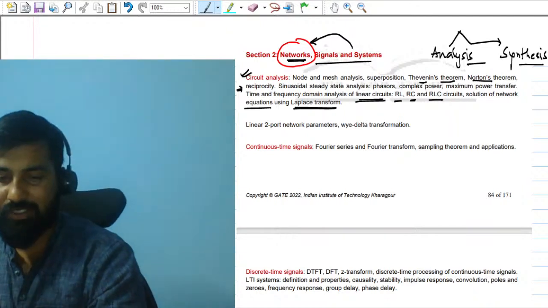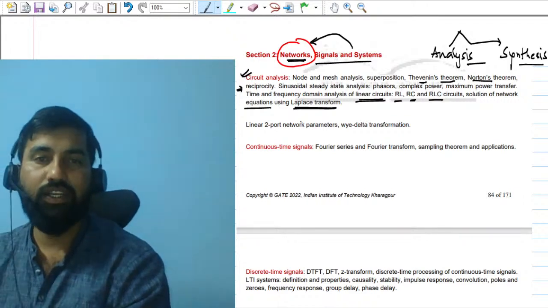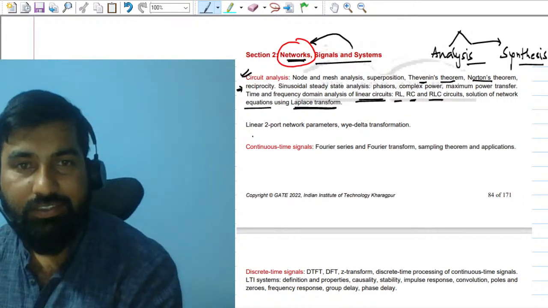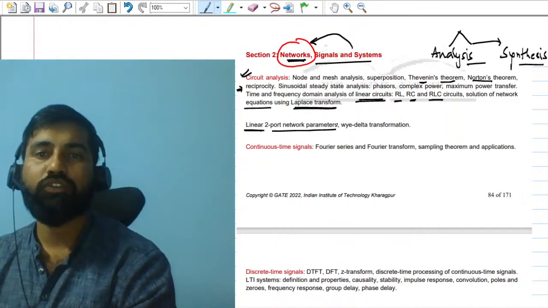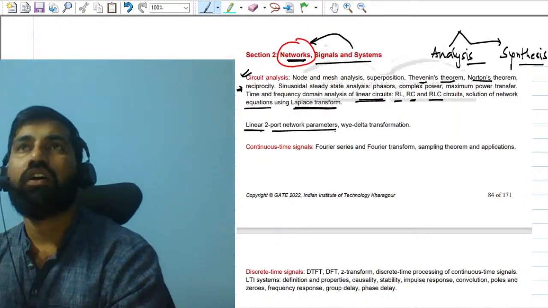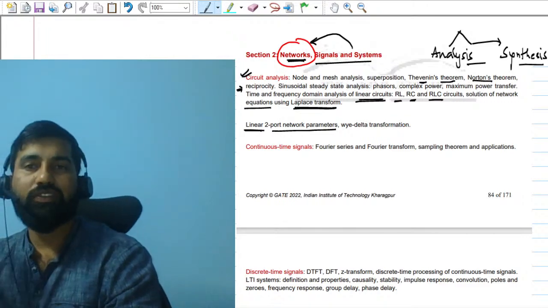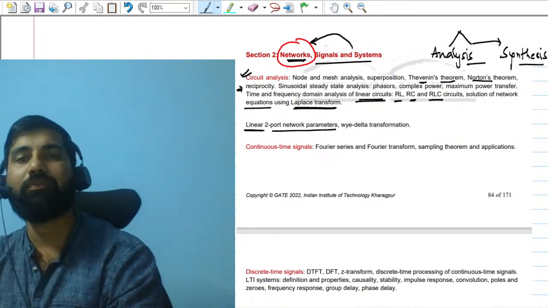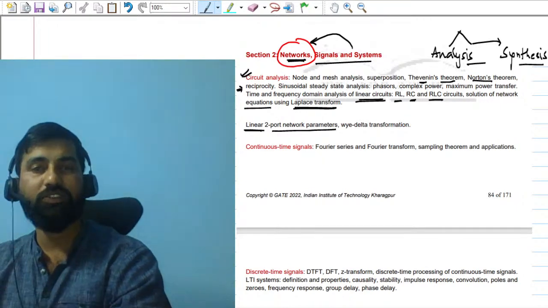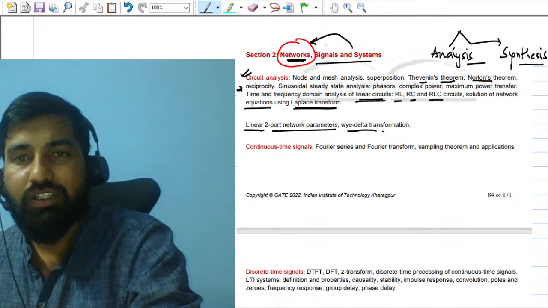So signals and systems is one of the key subjects which you have to study. And the second topic which we will talk about here is the linear two-port network parameters. Here you will get to know various parameters such as Z parameters, Y parameters, H parameters, G parameters, ABCD parameters, transmission line parameters. And this is the star to delta transformation.